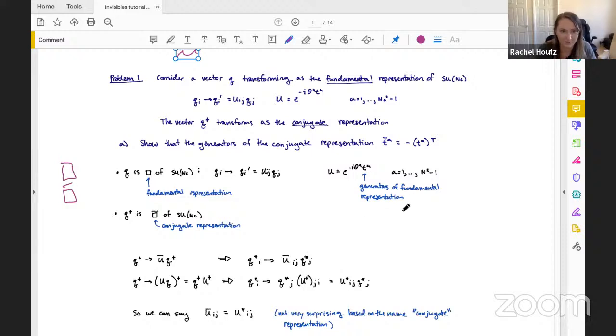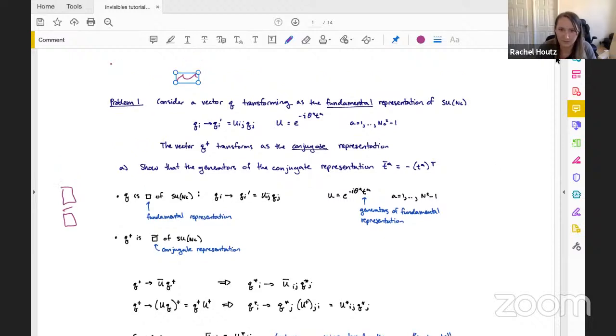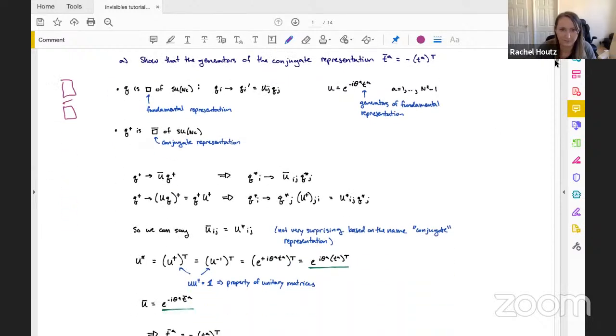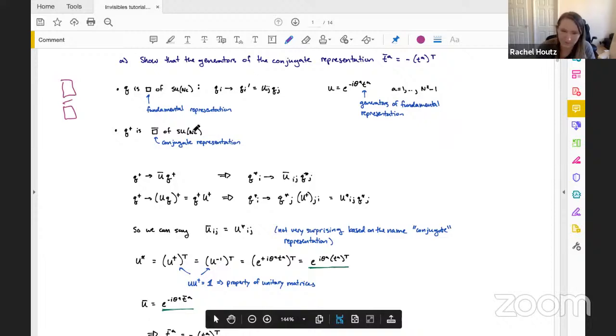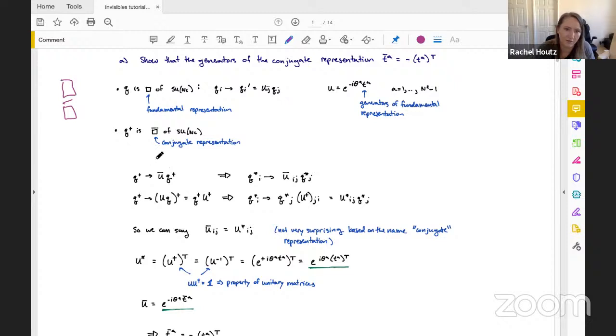So what do we do to prove how the generators of the conjugate representation relate to the generators of the fundamental representation? The first thing we do, and now I am going to scroll away from the question, so hopefully you've had enough time to write it down, is we're going to say that the conjugate, under the transformation, is multiplied by some matrix, right? Some transformation matrix, which we're going to call U bar, but we haven't specified what U bar looks like.